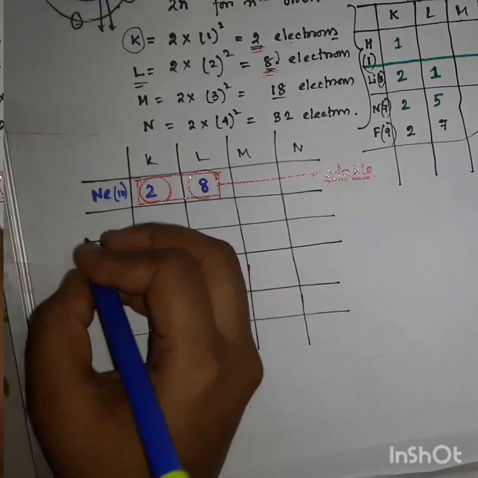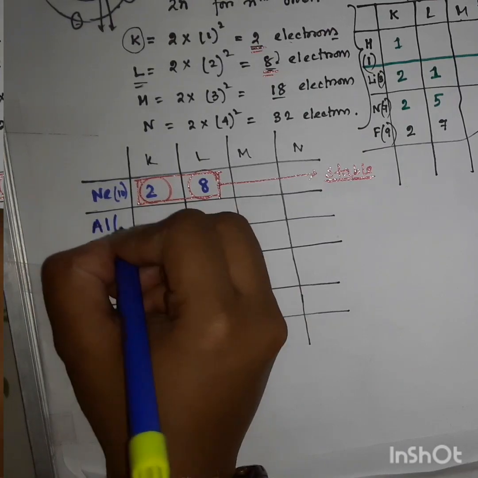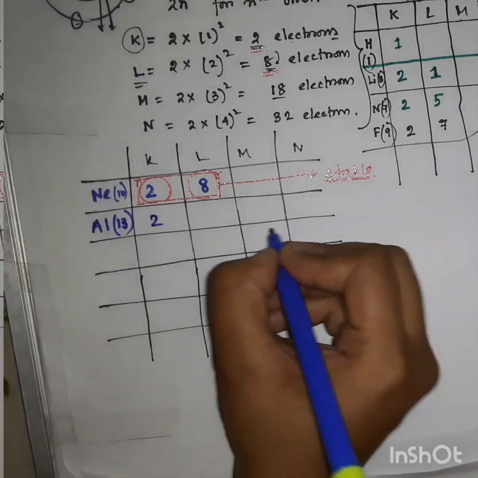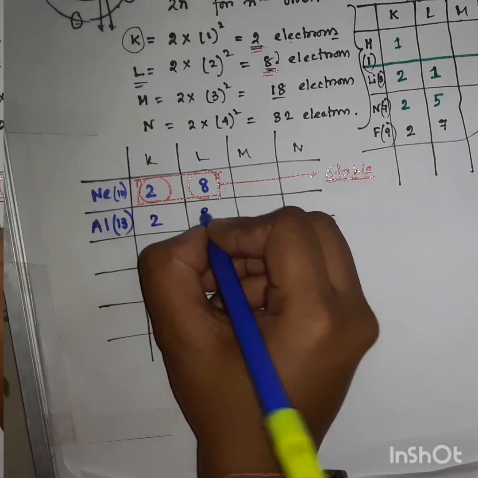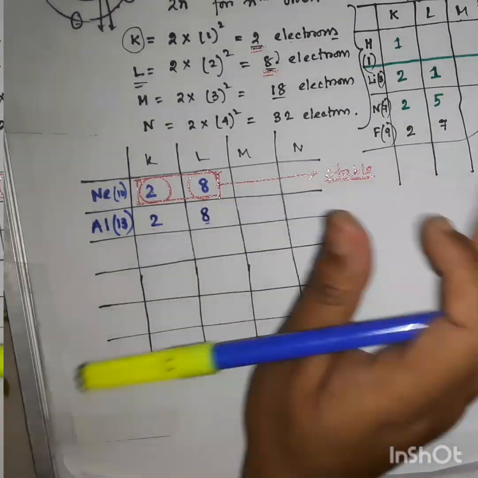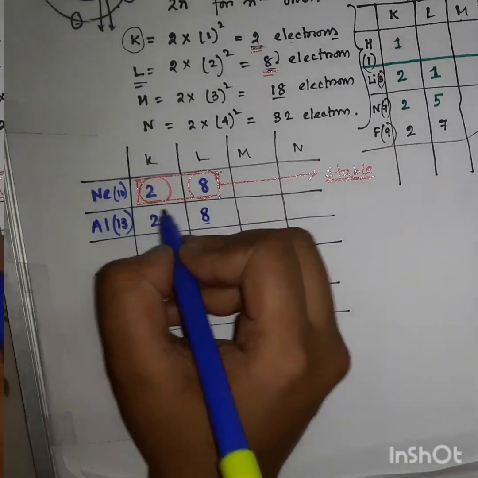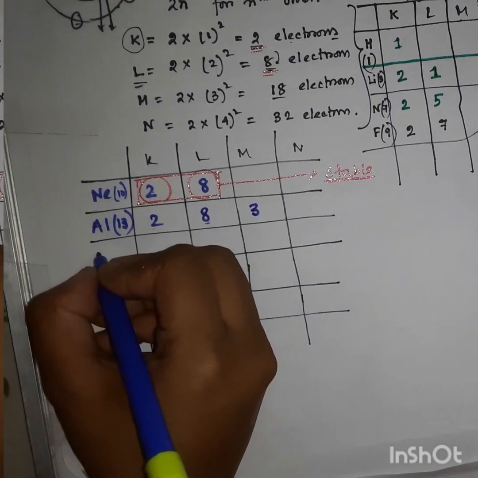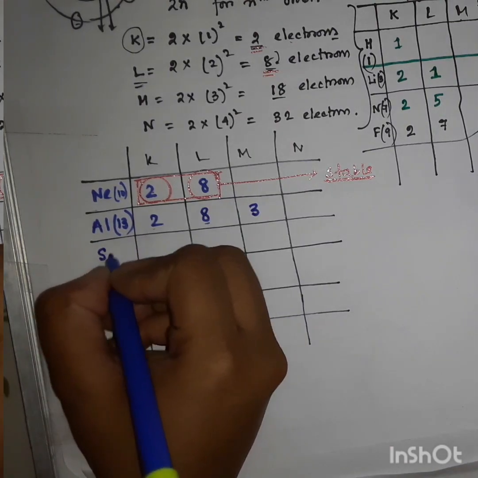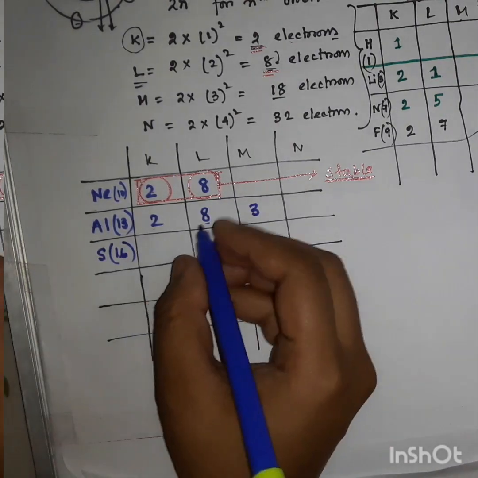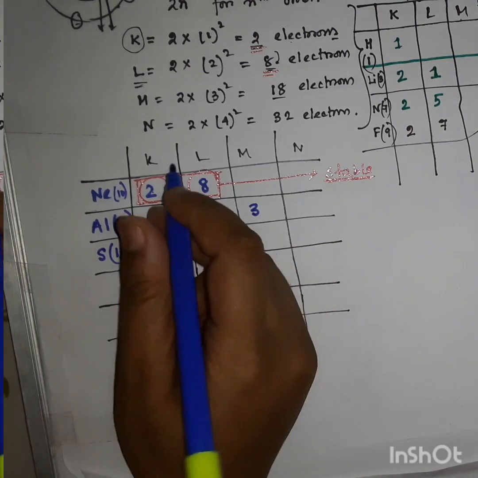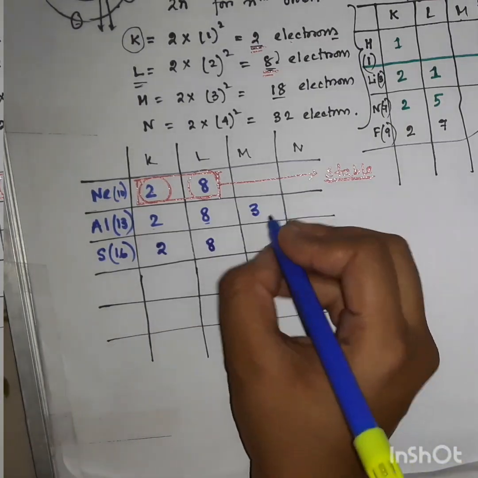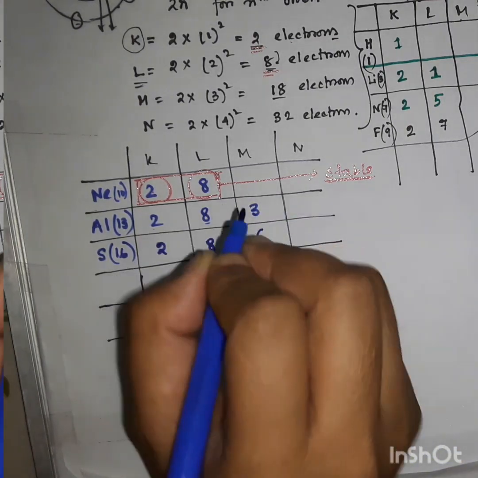Next, we will take aluminium, which has 13 electrons. So the first 2 electrons come at K, the next 8 electrons come at L, then 10 electrons are filled. The remaining 3 electrons will come to the M orbit. Next, we will take sulfur having 16 electrons. So at K 2 electrons are there, at L 8 electrons are there, and at M 6 electrons are there.